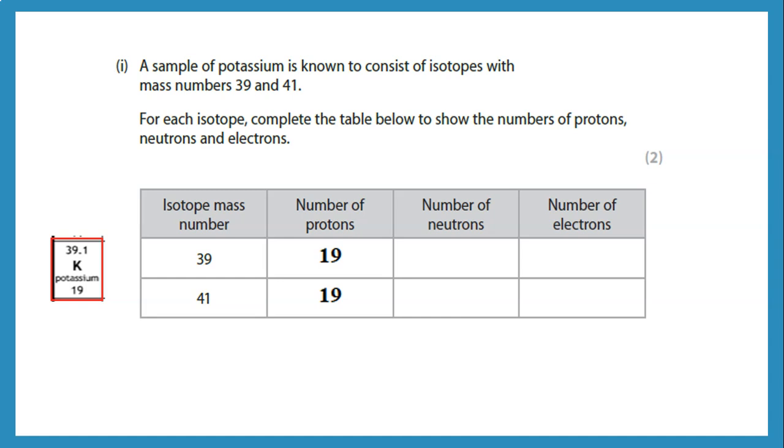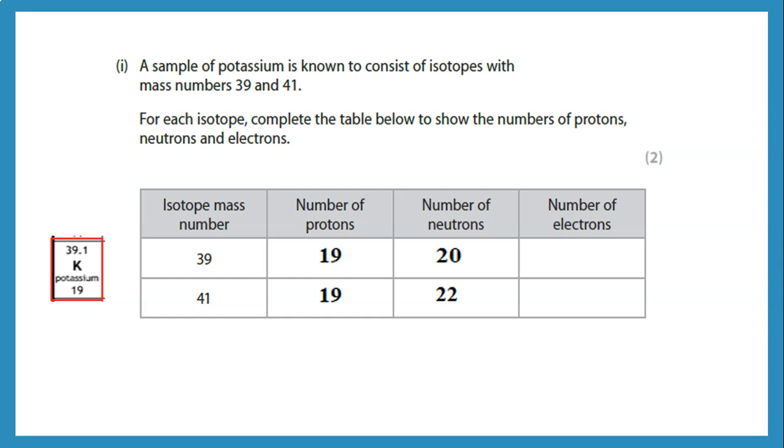The number of neutrons will depend on the mass number. The mass number of the first isotope is 39. You subtract 39 minus 19, which means we have 20 neutrons. Remember, to get the number of neutrons, you subtract the atomic number from the mass number. 41 minus 19 means the second isotope has 22 neutrons.